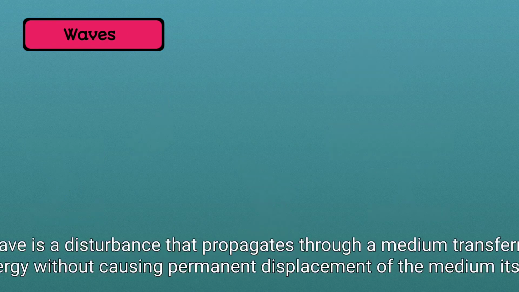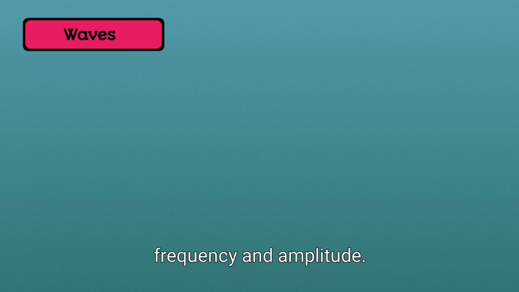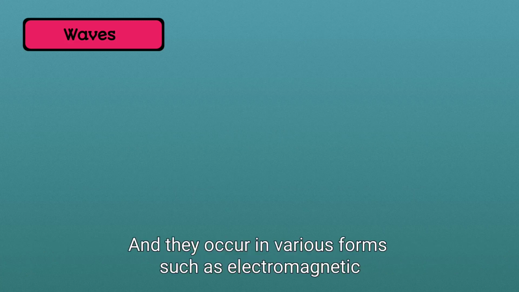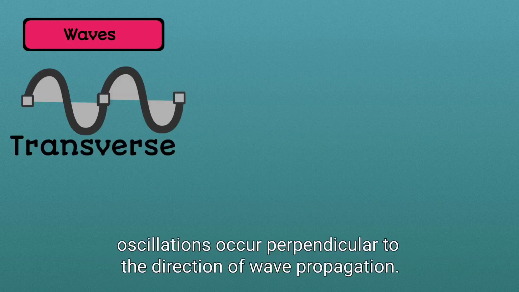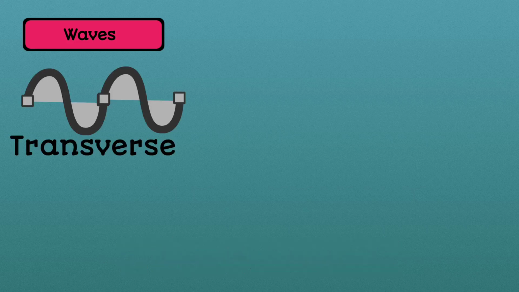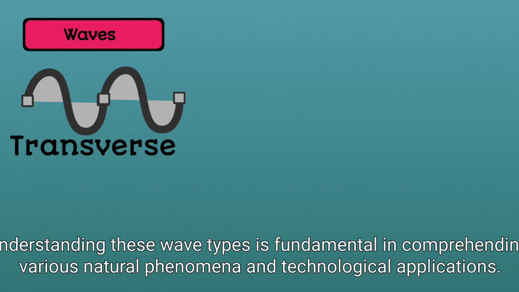A wave is a disturbance that propagates through a medium, transferring energy without causing permanent displacement of the medium itself. Waves exhibit characteristics like wavelength, frequency, and amplitude, and they occur in various forms, such as electromagnetic waves, sound waves, and water waves. In transverse waves, oscillations occur perpendicular to the direction of wave propagation. Light and electromagnetic waves are classic examples, where the electric and magnetic fields oscillate perpendicular to the direction of the wave's travel. Understanding these wave types is fundamental in comprehending various natural phenomena and technological applications.